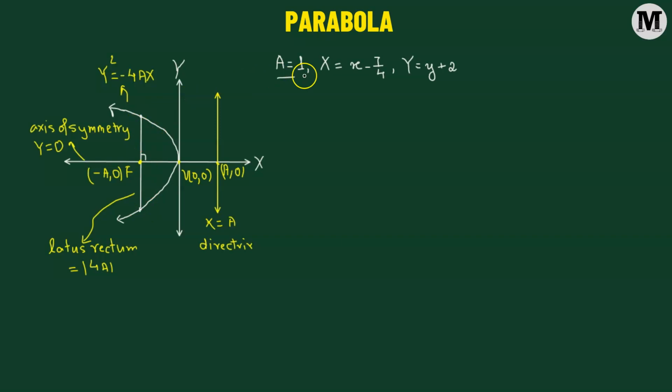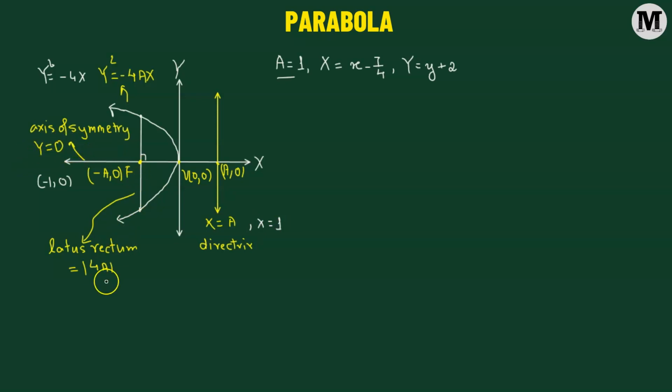Now for our case, we have obtained the a value equal to 1. So that means y squared will be equal to negative 4x. Our vertex is going to be at 0, 0. Coordinates of the focus will be negative 1, 0. The equation of the directrix will be x equals positive 1. The axis of symmetry is going to stay as y equals 0.